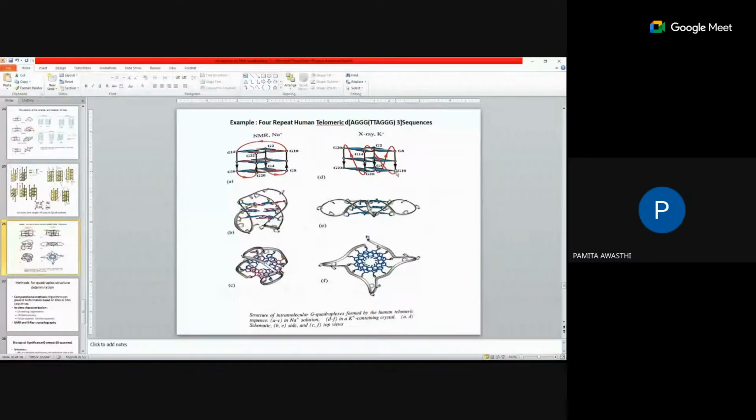And these structural features facilitate the higher order telomeric folding and unfolding in the chromosome. So what we had discussed in the first class at the telomeric junction, these structures have been experimentally confirmed.